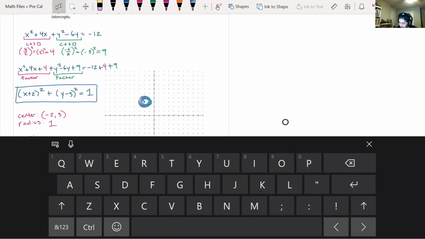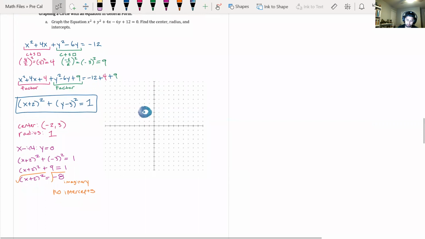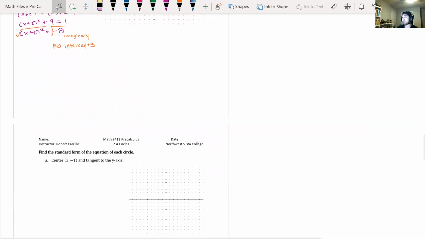Okay, so any questions on going from general form to standard form? If you didn't remember the complete the square process, well, there it is. Take half of the middle term's coefficient, square it, and add it to both sides. Feeling good? Yes, sir. All right, next page.